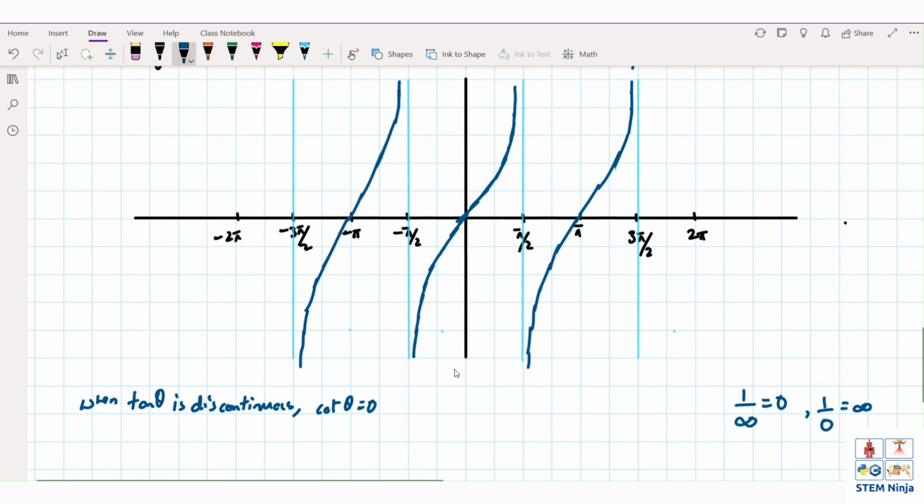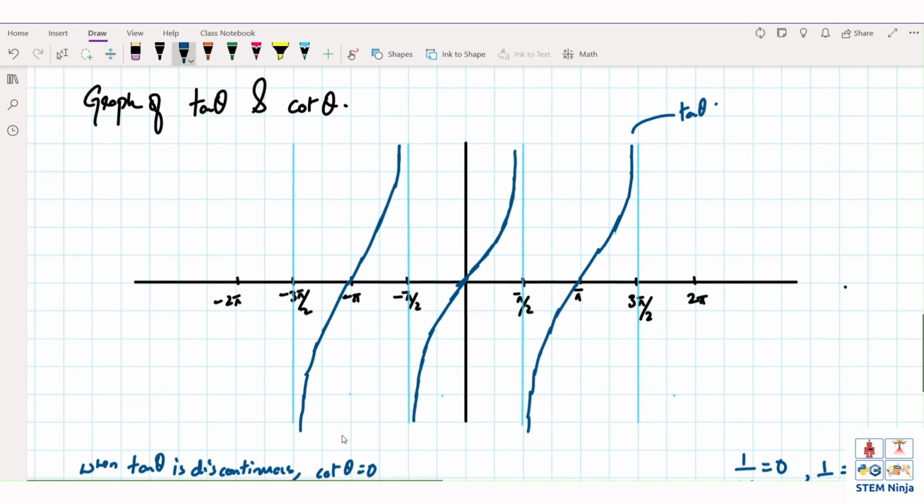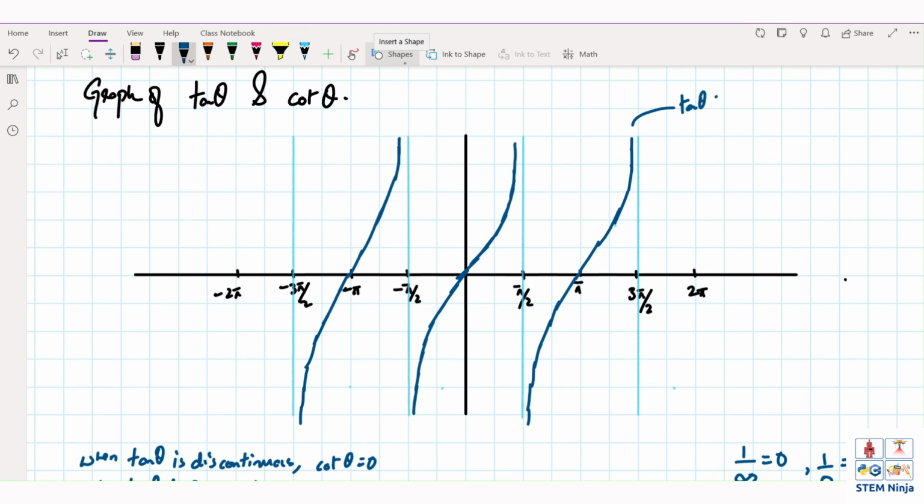But a very crude way of understanding this is this. When tan theta is infinite or negative infinity, cot theta is going to be 0 or close to 0. And when tan theta is 0, cot theta does not exist. That's where the new asymptotes will be. So let's quickly draw the asymptotes. Now let's draw the graph also. So this time it's going the other way around.